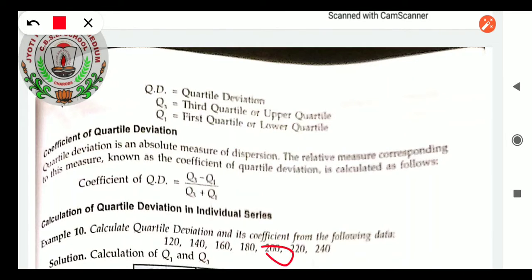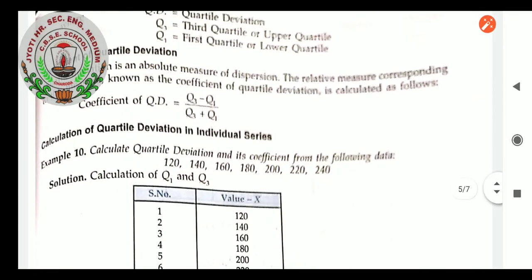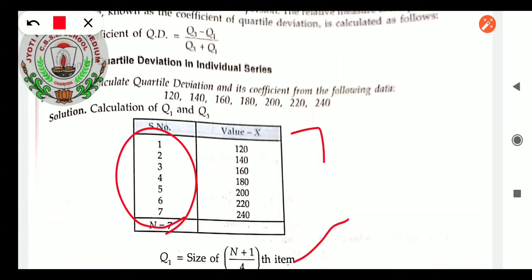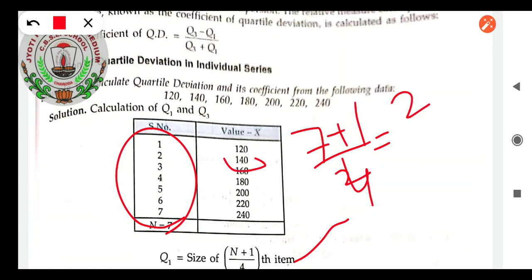Here in the series 200 is the highest and lowest value 120 itself. Q3 minus Q1, first of all we have to take. We cannot take the highest and lowest value. So let us see serial calculation of Q1 and Q3. Serial number, value of X is given. We will divide. Q1 equals the size of n plus 1 by 4th item. So n plus 1 by 4th, how much is the n value? 7. 7 plus 1 divided by 4 equals 8 by 4. Size of the second item, that is Q1.